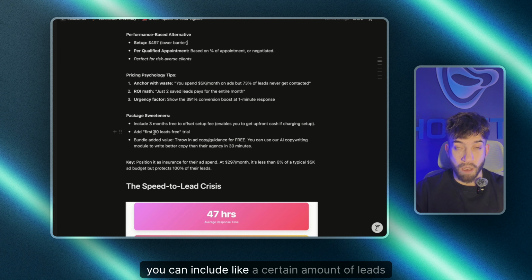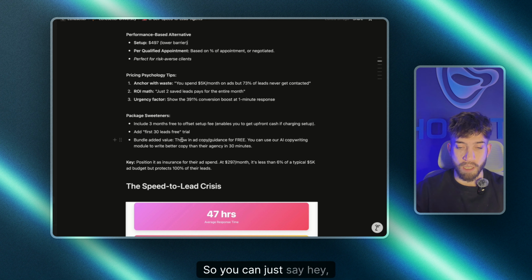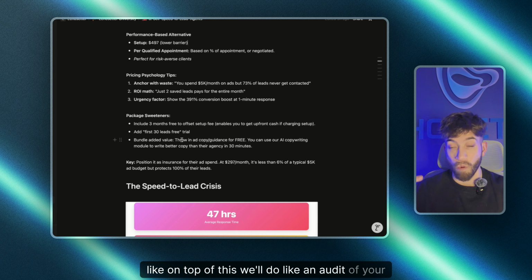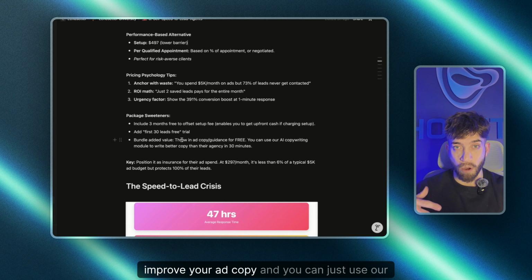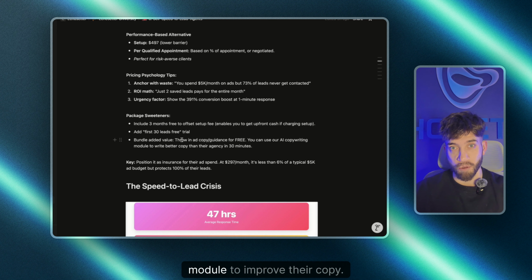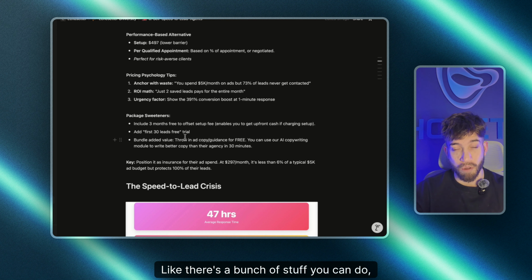You can include a certain number of leads free in the trial, and then throw in added value. You can say, hey, on top of this, we'll do an audit of your ads and improve your ad copy, and you can just use our copywriting module to improve their copy. There's a bunch of stuff you can do, which is value stacking.